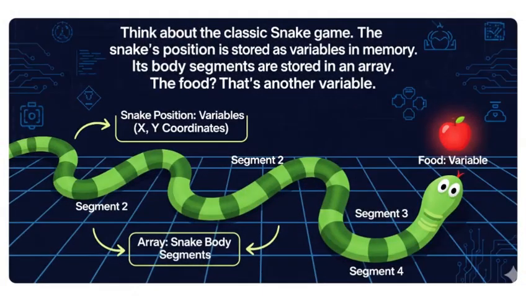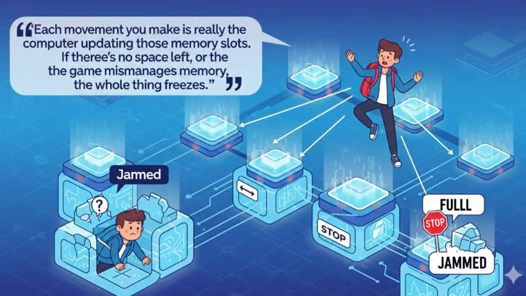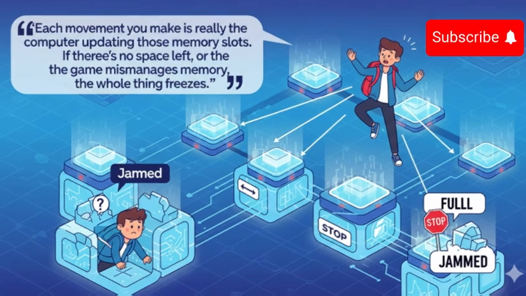Think about the classic snake game. The snake's position is stored as variables in memory. Its body segments are stored in an array. The food? That's another variable. Each movement you make is really the computer updating those memory slots. If there's no space left or the game mismanages memory, the whole thing freezes.